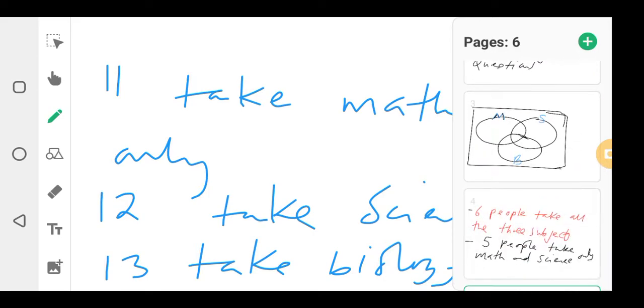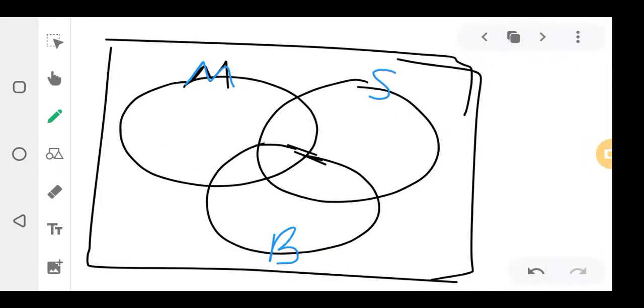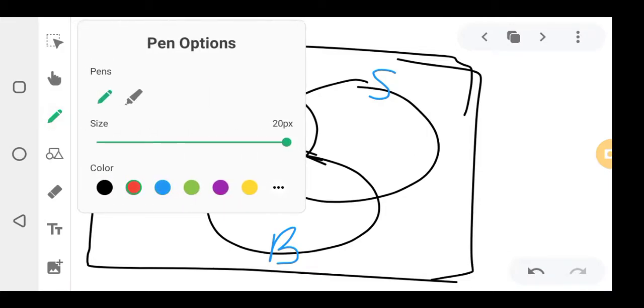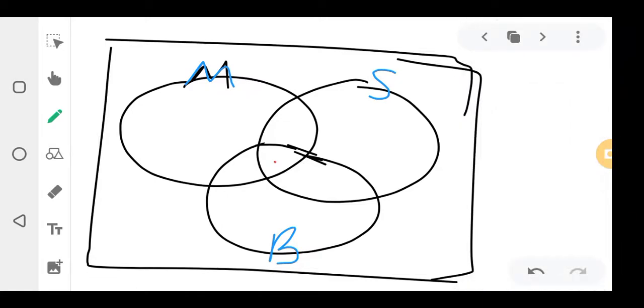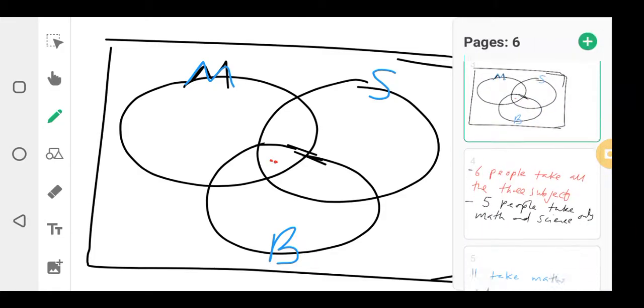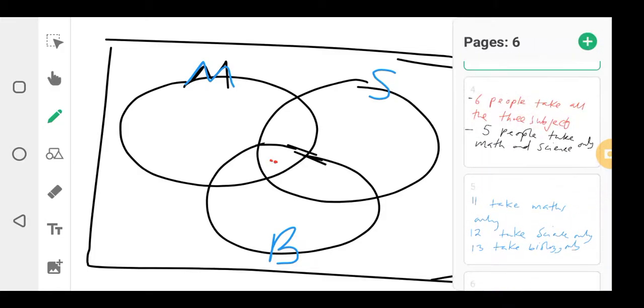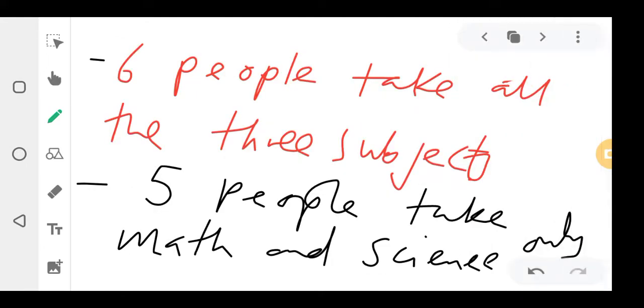How do you do it? The first thing you do, you always pick the intersection set. Okay, that's the first part that you start with. This one that's in the middle, the intersection set. So you find the ones that took all the 3 subjects. So you come to your information. After you have summarized your information, check the part that says the 6 people took all the 3 subjects. So you first put the intersection set.